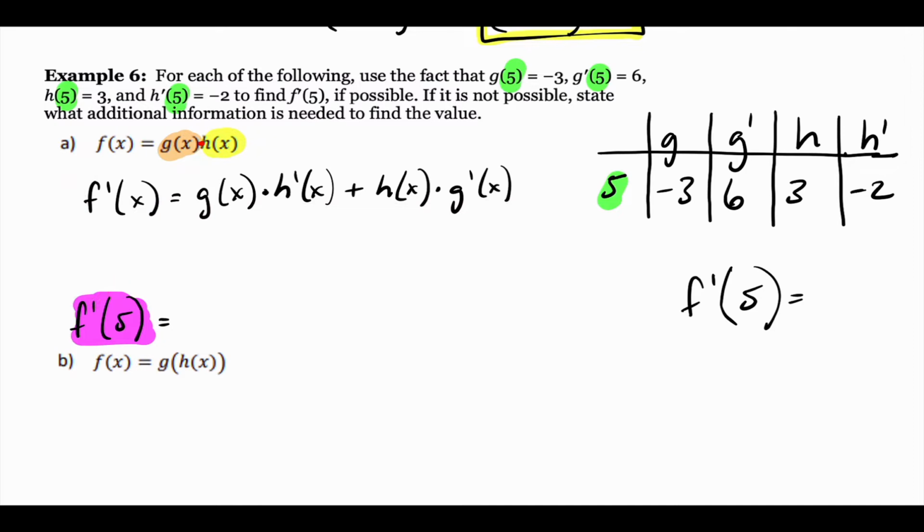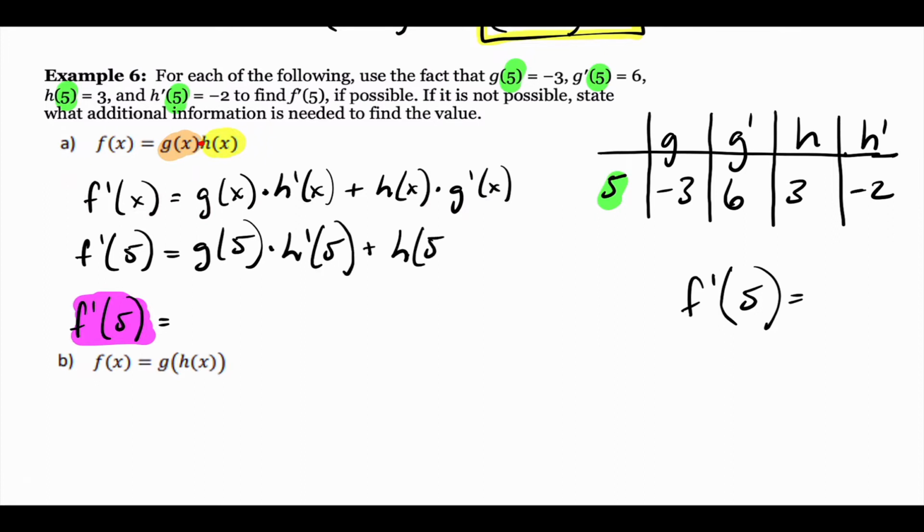Derivative check. What was the second command I needed to do? Plug in 5, input 5. So everywhere I see an x, I'm going to input a 5. g of 5 times h prime of 5 plus h of 5 times g prime of 5.